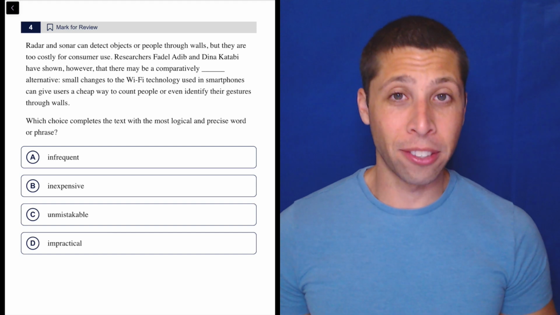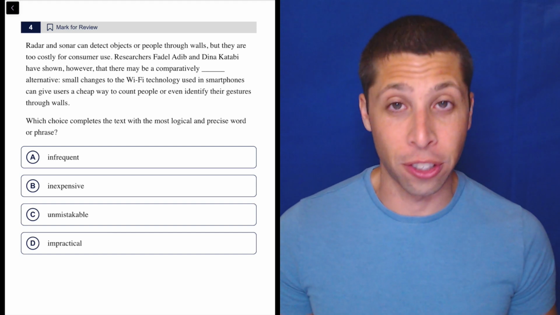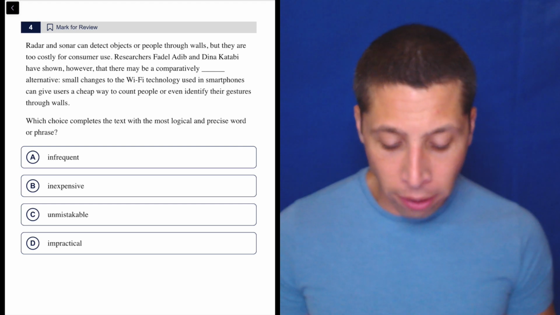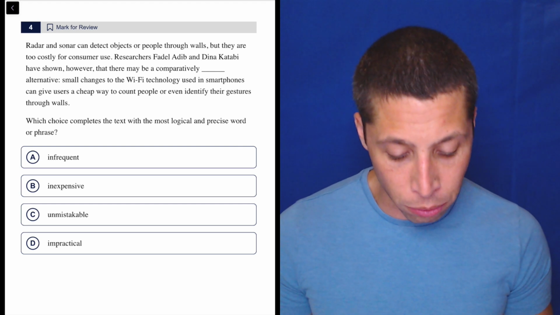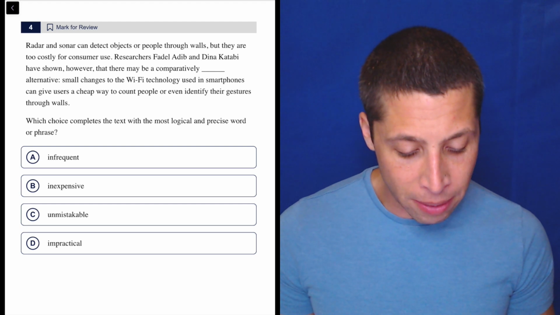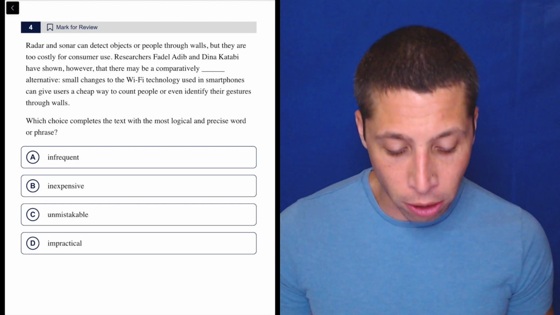Let's go right into the passage. The question is always the same with these things, so we can just move on into the passage and start to analyze what we want. Radar and sonar can detect objects or people through walls, but they are too costly for consumer use. Researchers Fadel Adib and Dina Katabi have shown, however, that there may be a comparatively blank alternative.